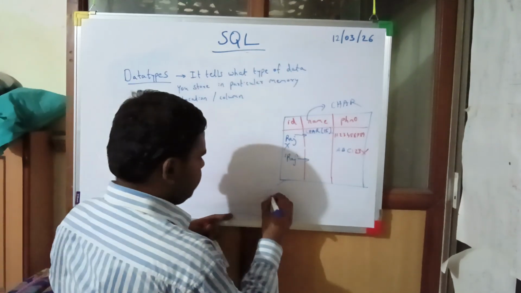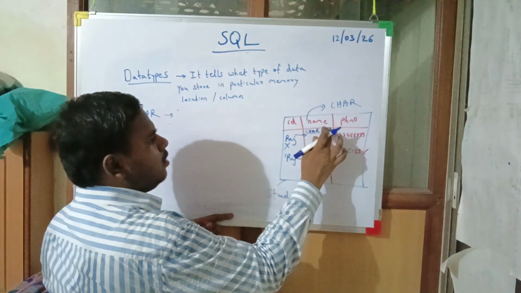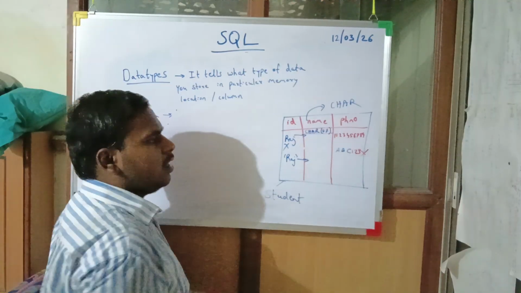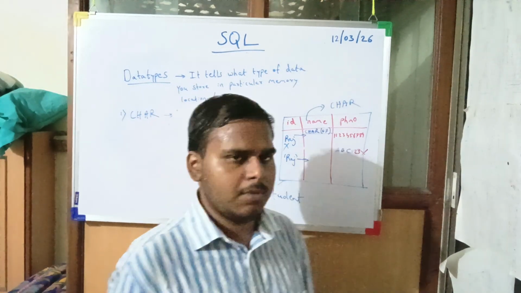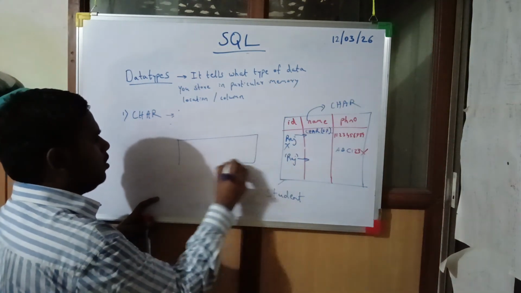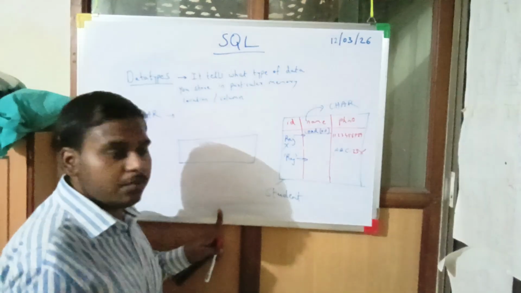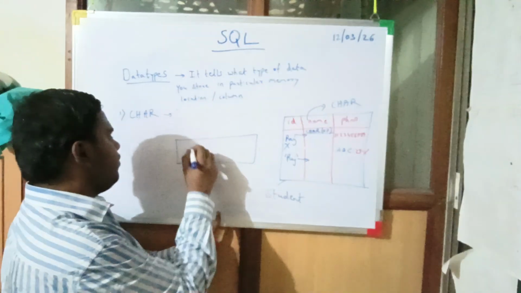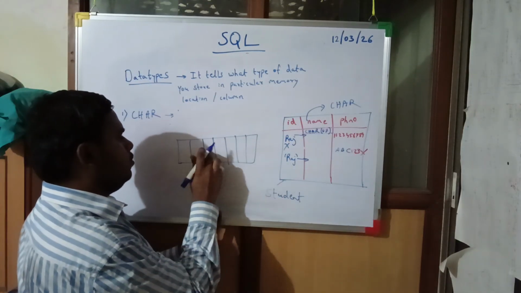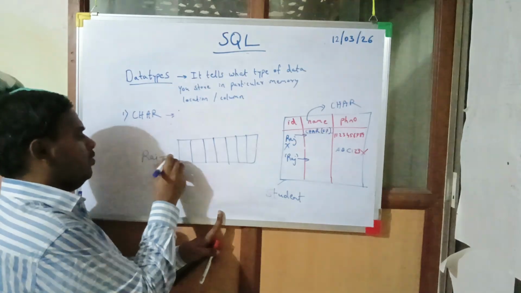It's a student table. Suppose instead of 15, I am giving the size 7. I just want only 7 characters maximum length for name. Now while entering the name Raj, what is the problem with char? There are some issues with char. That's why we are going to VARCHAR later. So 7 blocks will be there: 1, 2, 3, 4, 5, 6, 7. If I try to enter Raj, will it be accepted?